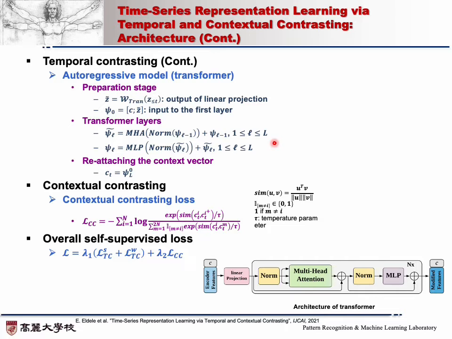Next, we compute a simple contextual contrasting loss, which is using cosine similarity, as you can see here. After all, we have our big overall loss, which consists of 2 parts, the temporal part here and the contextual part here. These lambda parameters are just variables and can be chosen arbitrarily.